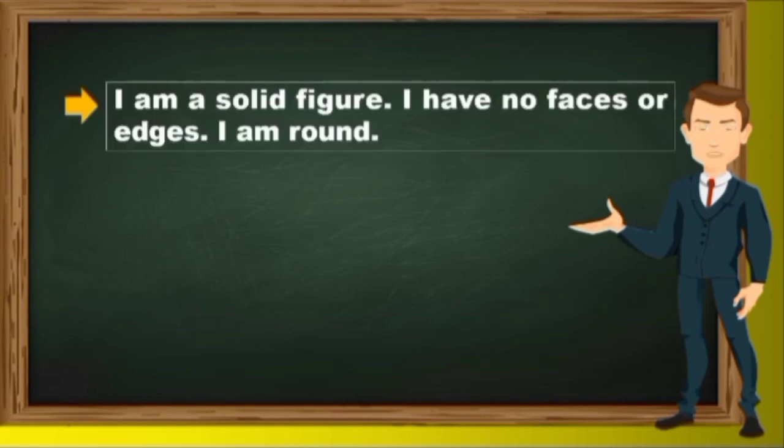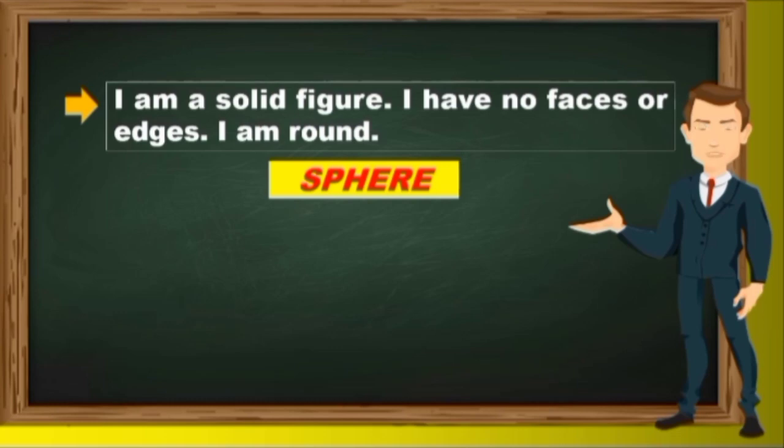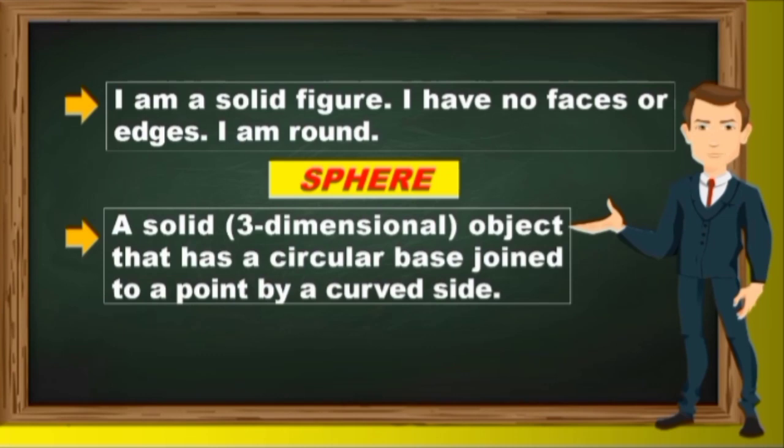Next, I am a solid figure. I have no faces or edges. I am round. Who am I? Right, it's a sphere. Next, a solid three-dimensional object that has a circular base joined to a point by a curved side. Who am I? Awesome! It's a cone. Very good, class.